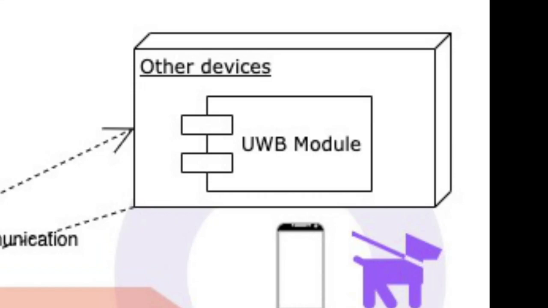Future development includes the use of the UWB module on smart devices to expand the network, not only keeping drivers safe but also pedestrians and cyclists.